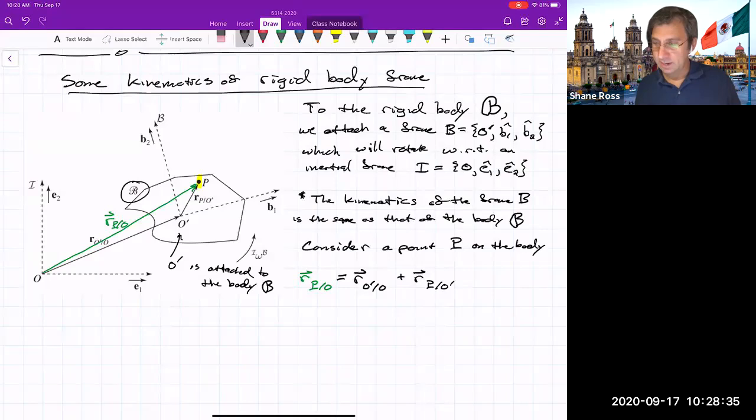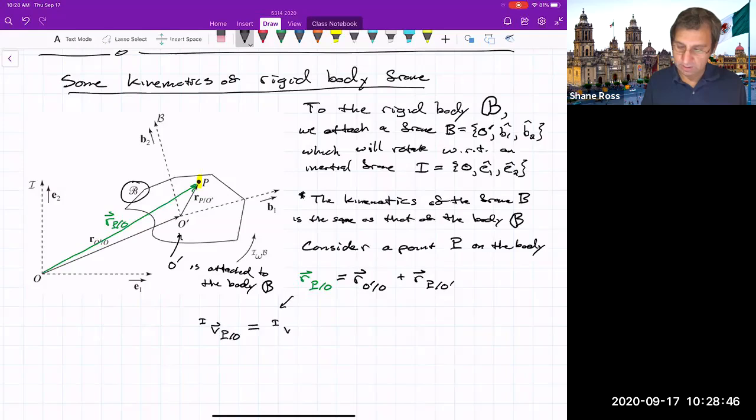All right, now let's take the inertial derivative of this. The inertial derivative of P with respect to O equals the inertial derivative of O prime with respect to O, plus how this point on the body moves, which is just due to rotation. So this comes from the transport equation.